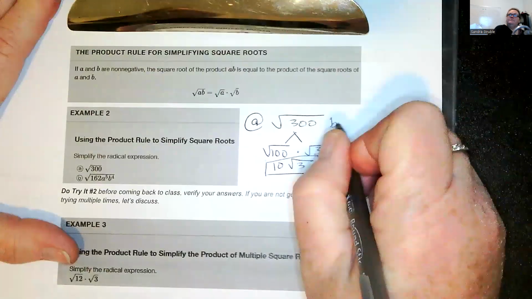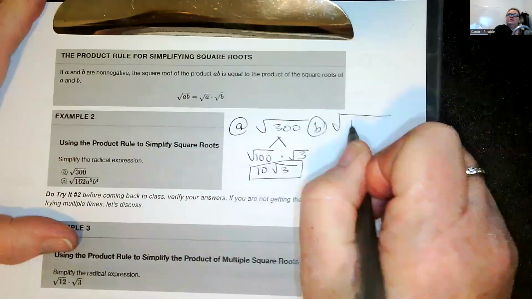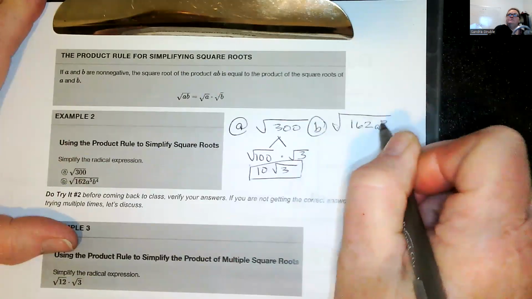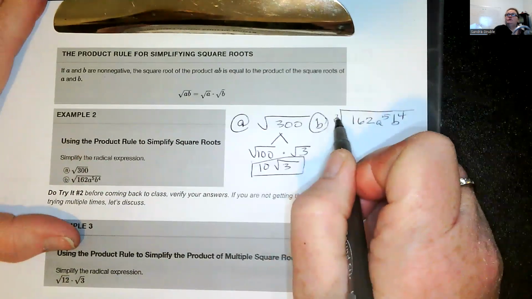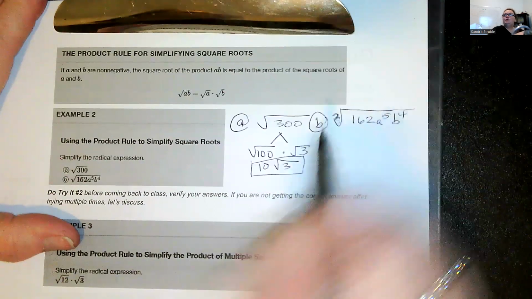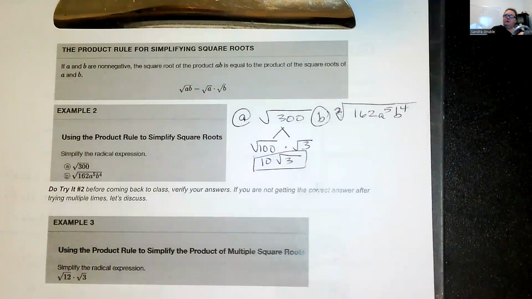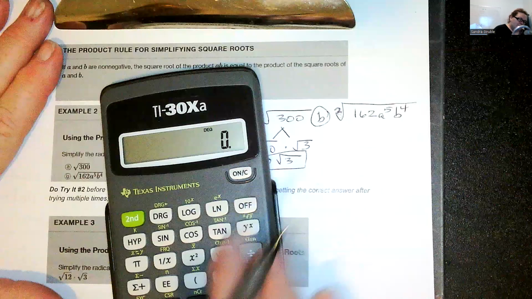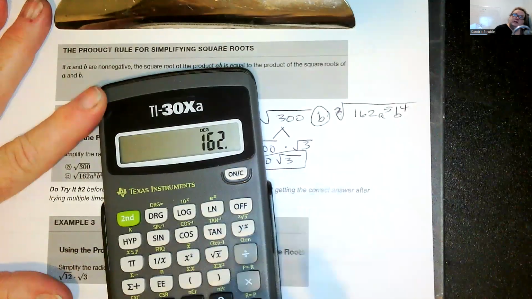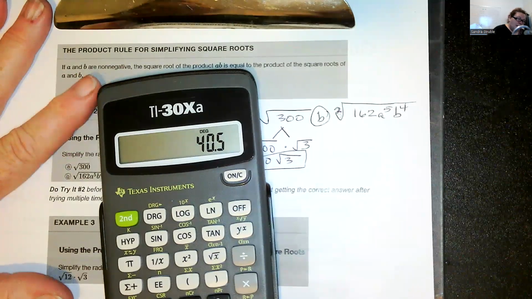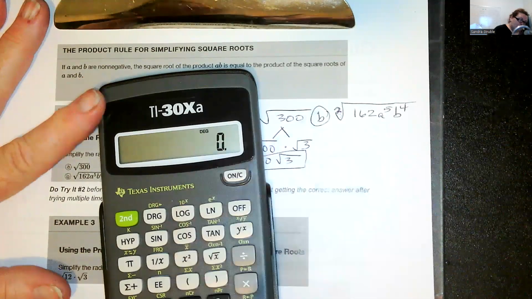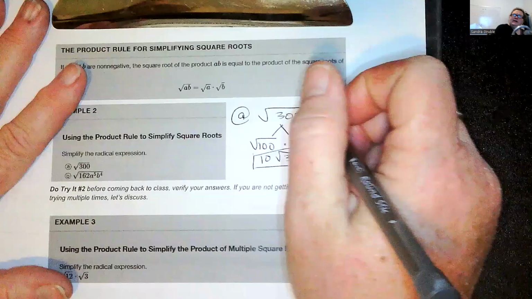All right, let's look at B. And that is just the square root of 162 A to the 5th B to the 4th. All right, because this is a square root, it's assumed there's a 2 in here. So you need 2 of the same things in order to pull it out. So for 162, the first thing I'm going to do is see if that's divisible by 4, because I know 4 is a perfect square. Well, that doesn't work. But 162 divided by 2 is what? Oh, 81. Perfect. Well, the square root of 81 is 9.